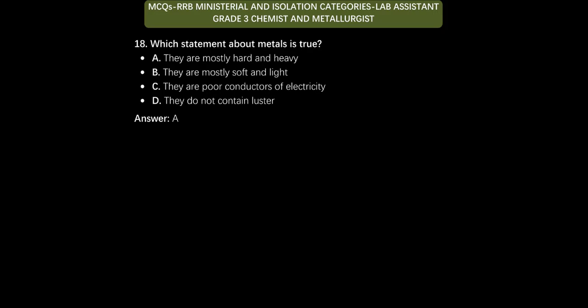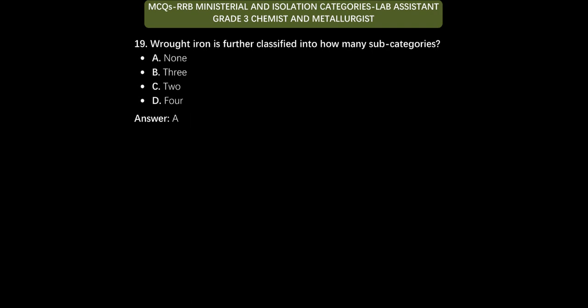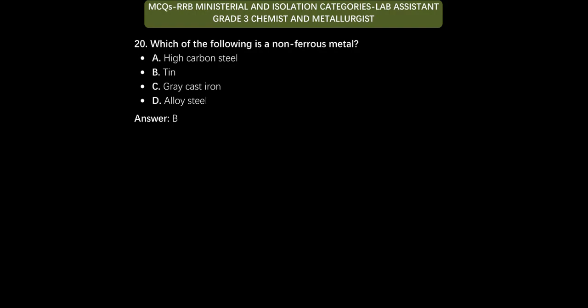Which statement about metal is true? Option A, they are mostly hard and heavy. Wrought iron is further classified into how many subcategories? Option A, none. Which of the following is a non-ferrous metal? Option B, tin.